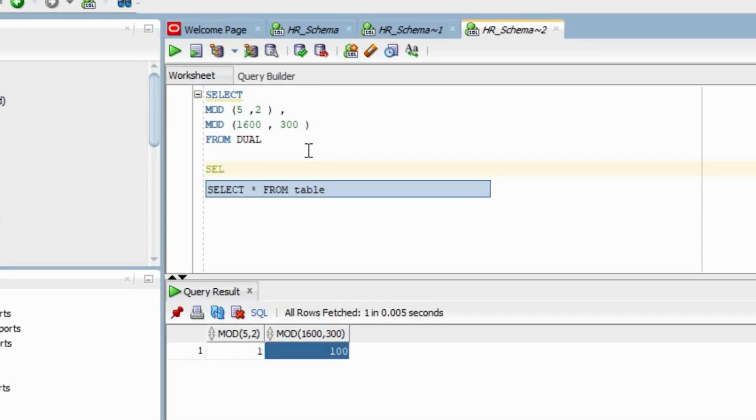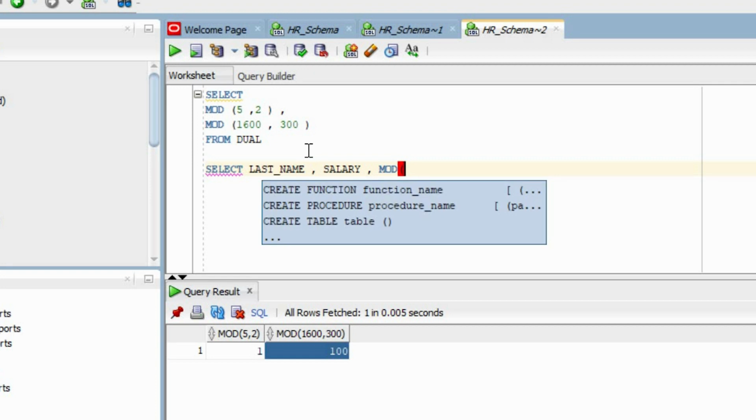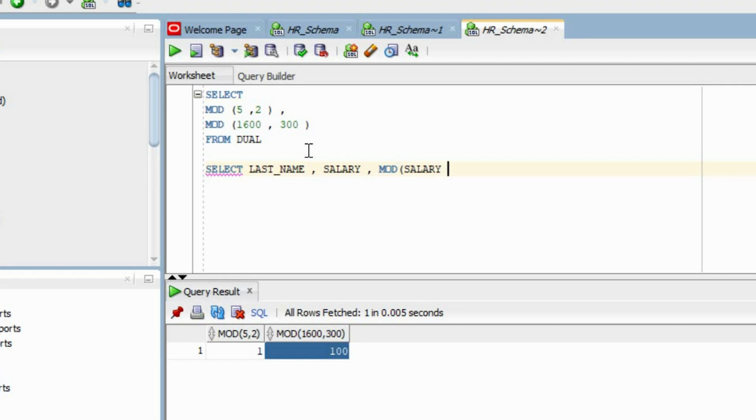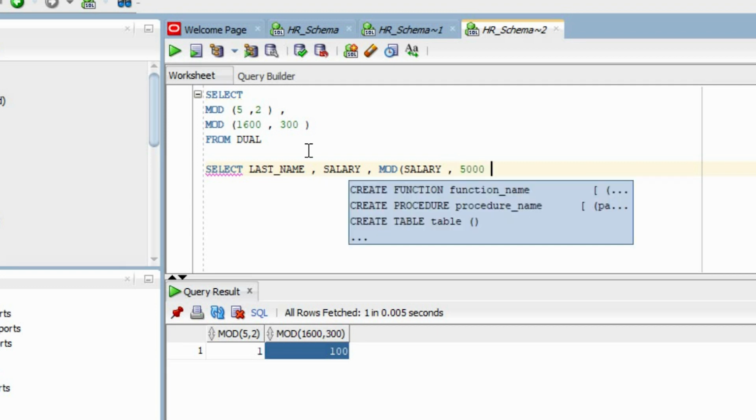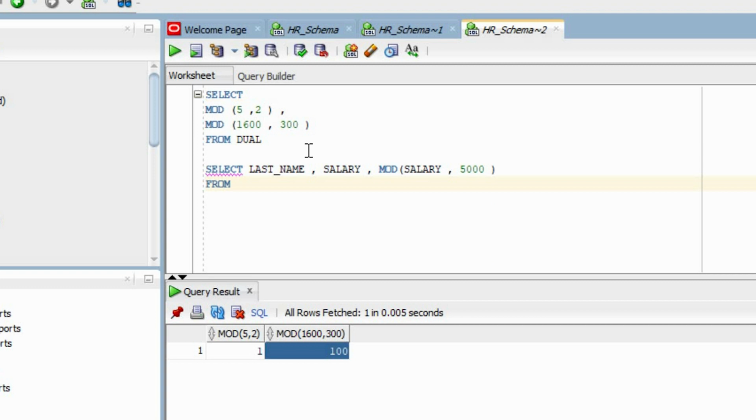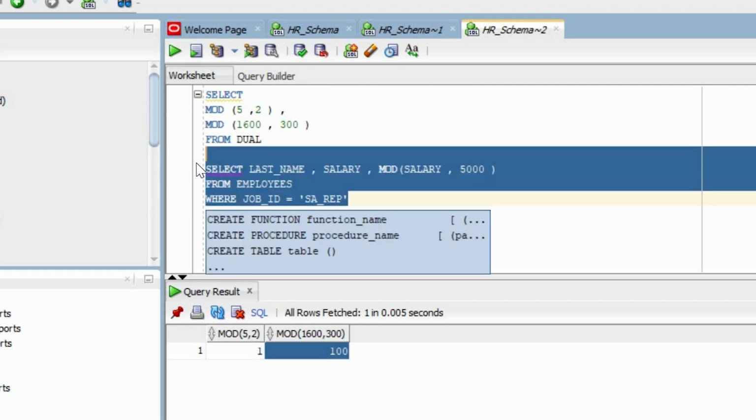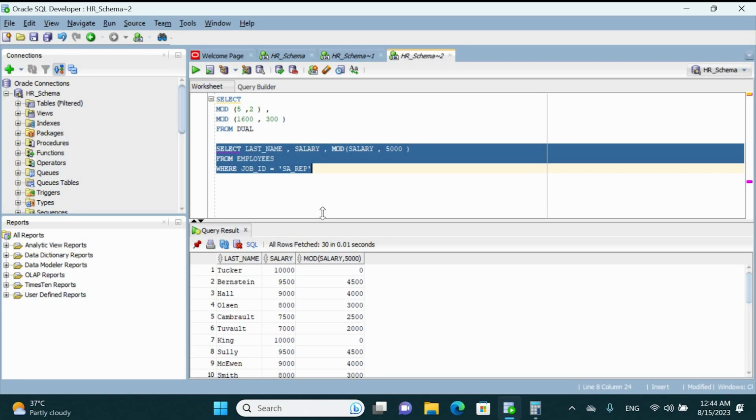Now let's go to show another example. Select last name, salary, and MOD, open brackets, and salary, 5000, close the brackets. From employees, where job ID equals SA_REP. Let's try this example and run the query, and here we go.